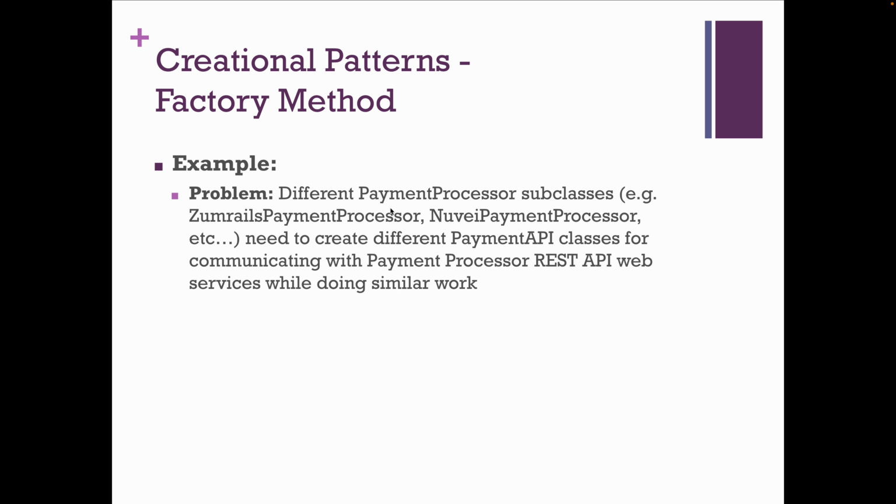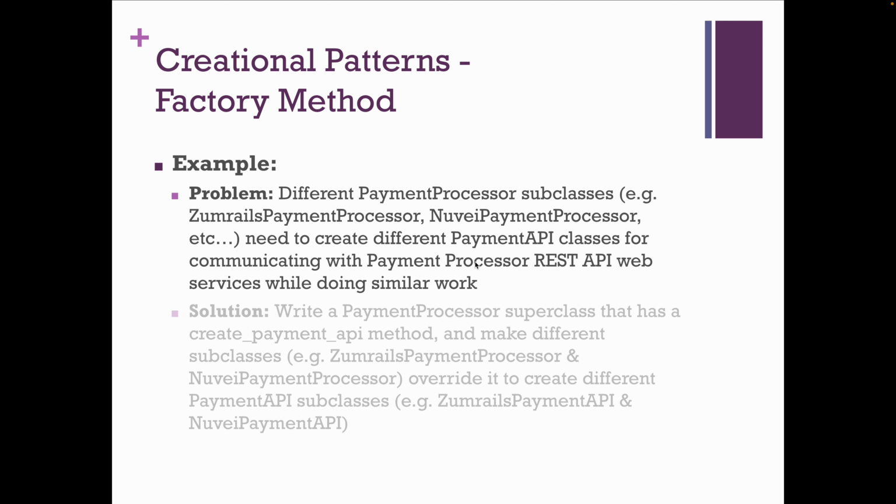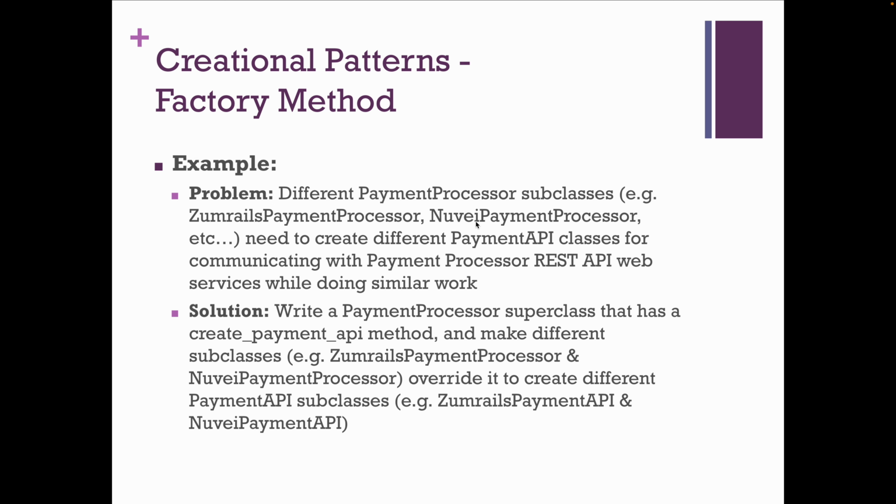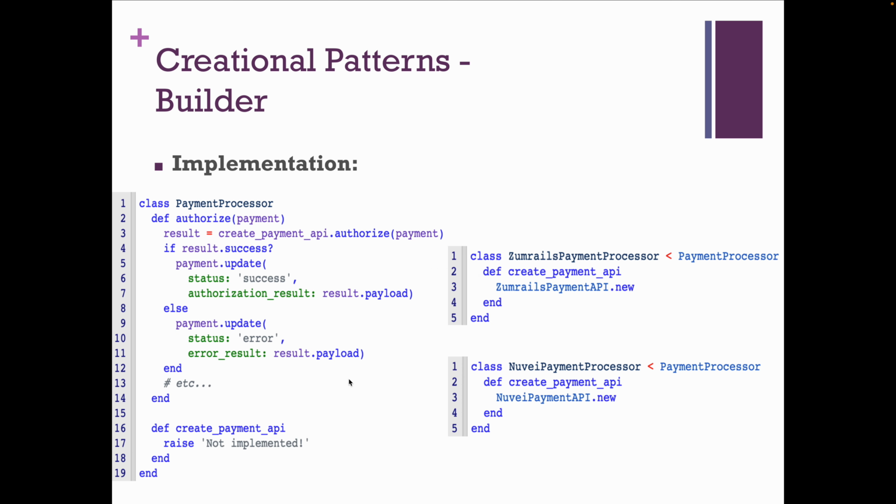But at my job, we use this. We have payment processors, like I mentioned to you guys, we support Zoom Rails, Nuvei, etc. And each one of them needs to talk to a different payment API. So we have basically a factory method that builds the payment API differently for each one of those. So for Zoom Rails payment processor, it's going to build Zoom Rails payment API. For Nuvei payment processor, it'll build Nuvei payment API. So that's an example of factory method.